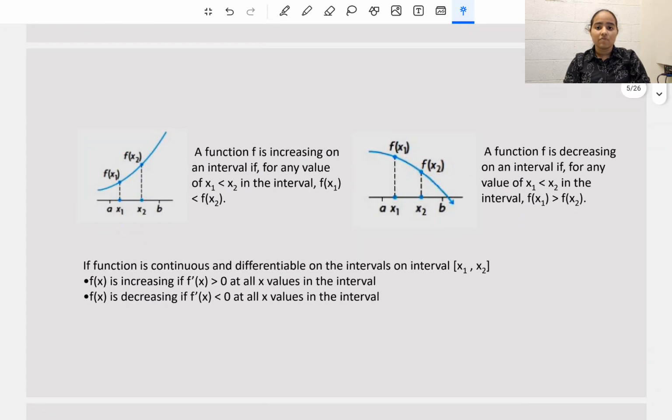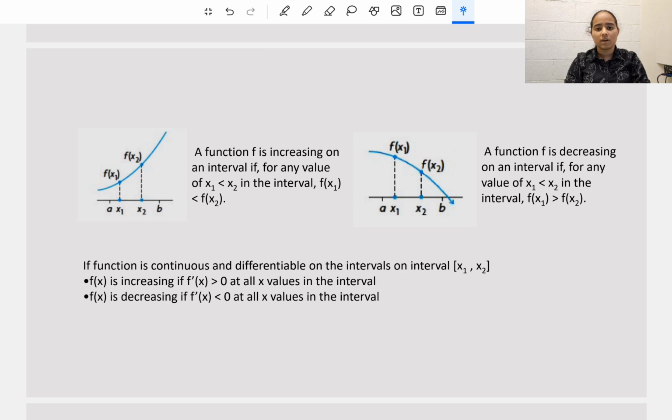A function f is increasing on an interval if for any value within the interval the function is increasing. So basically what it means is that if we have an interval of 0 to 10, for any x value within 0 to 10 the function is increasing. This is also the same for the opposite. If a function is decreasing on an interval, for any x value within the interval the function is decreasing.